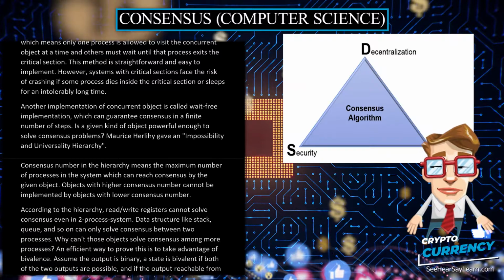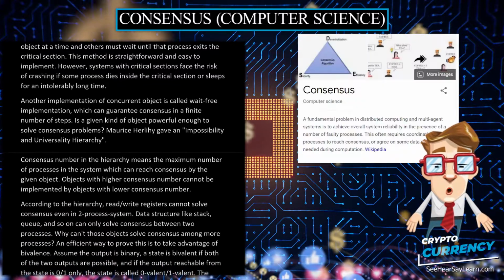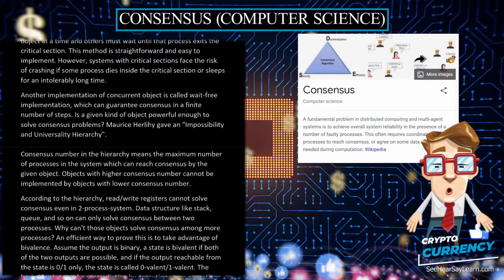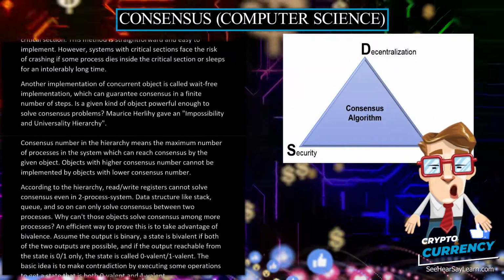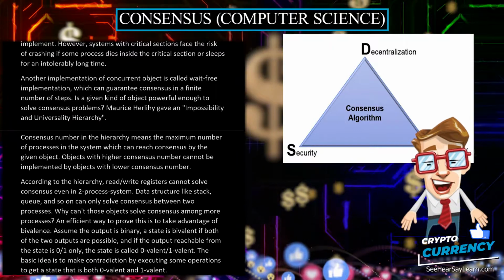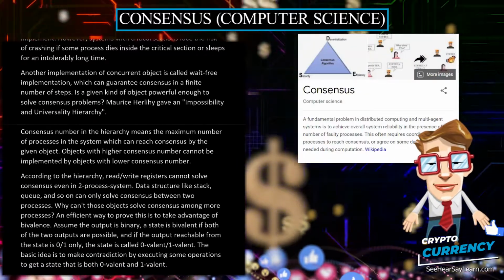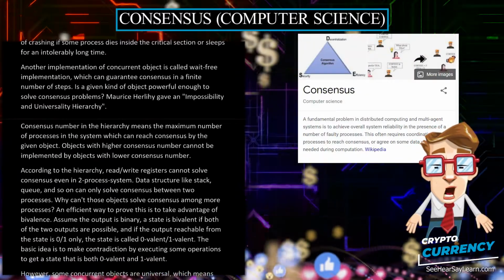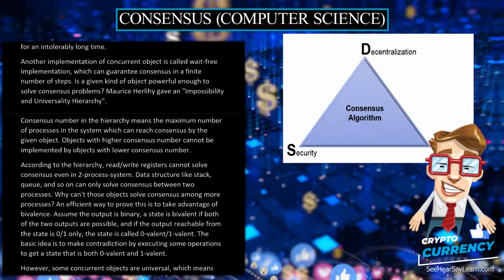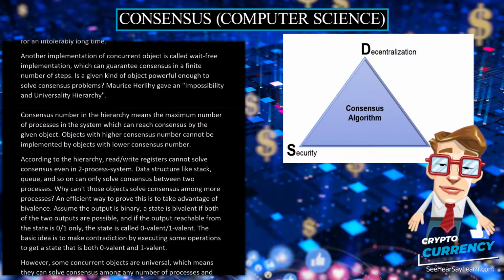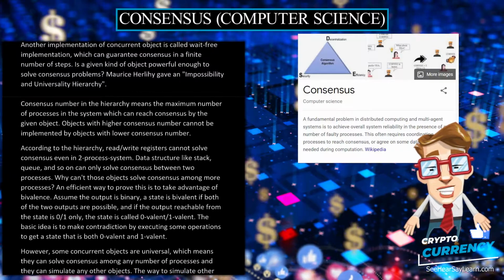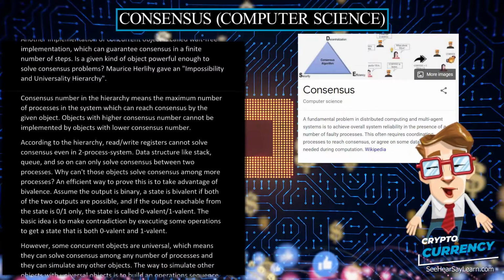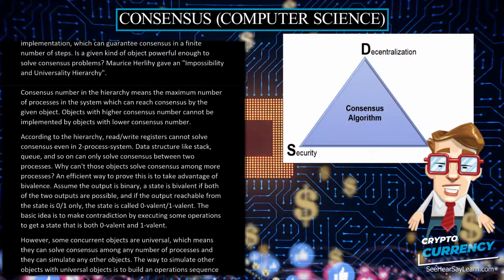Why can't those objects solve consensus among more processes? An efficient way to prove this is to take advantage of bivalence. Assume the output is binary. A state is bivalent if both of the 2 outputs are possible, and if the output reachable from the state is 0 or 1 only, the state is called 0-valent or 1-valent. The basic idea is to make a contradiction by executing some operations to get a state that is both 0-valent and 1-valent.